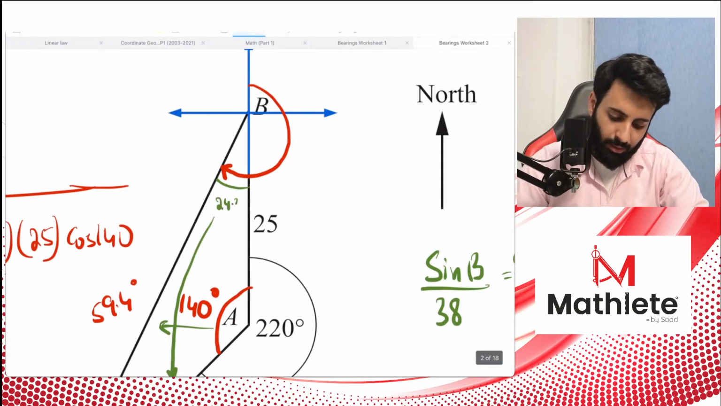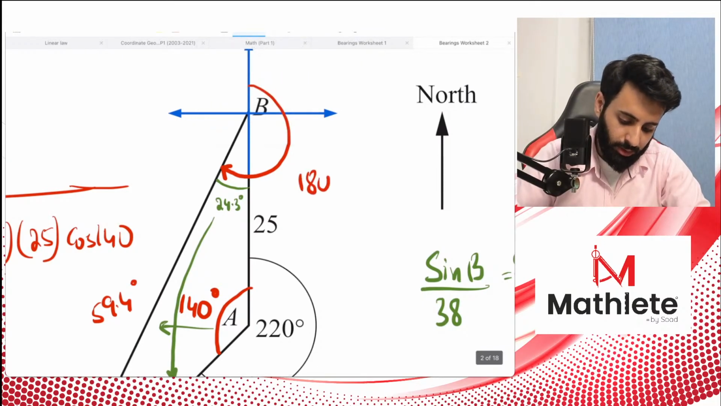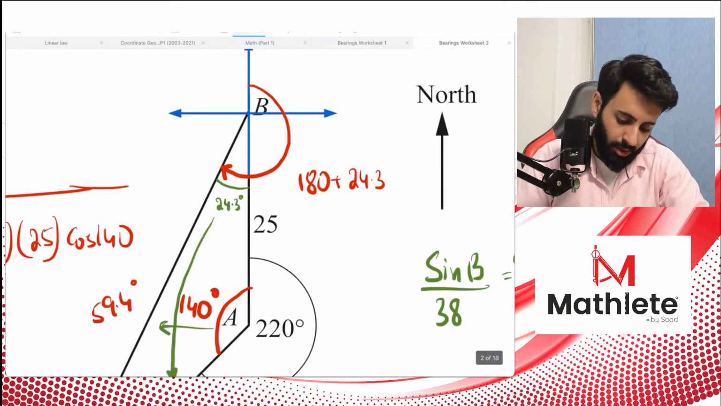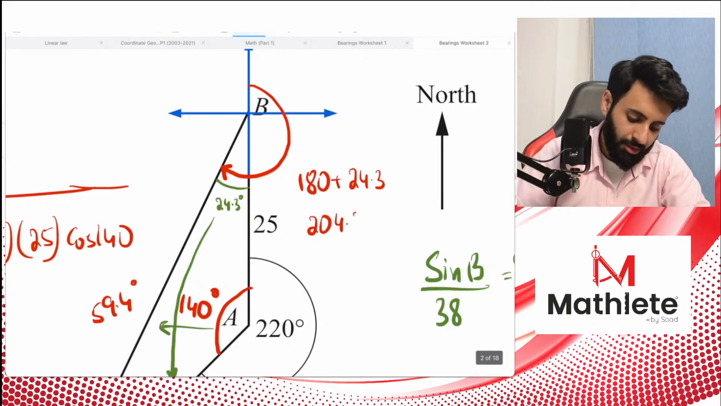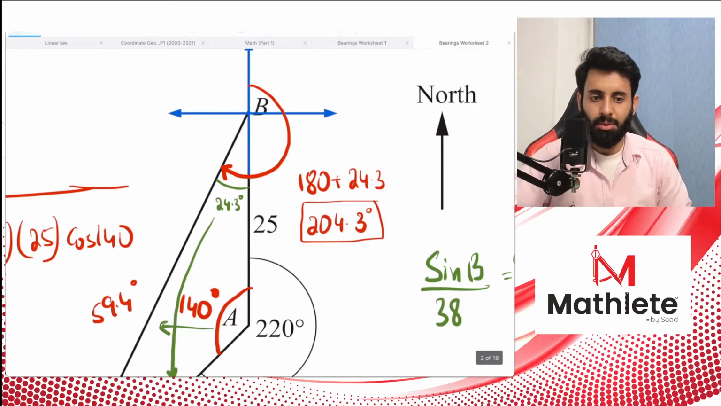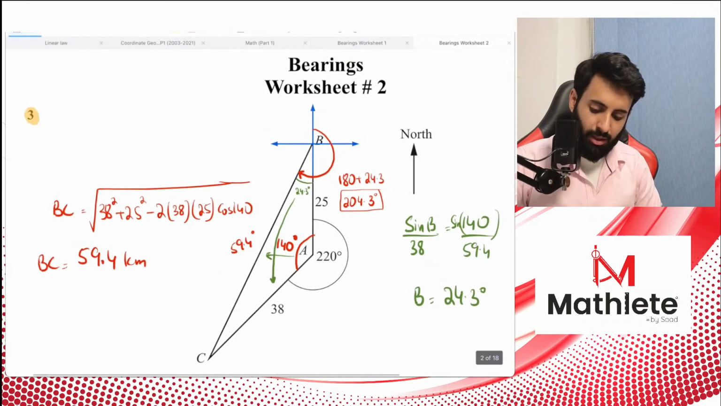Now that's it. We have everything we need in order to find out the bearing. All we've got to do is 180 plus 24.3. If you work this out, you get 204.28 degrees. So we call it 204.3 degrees. That's your answer. And all the working that I've done over here, please make sure that when you are doing it in an exam, you do it in the space that's provided.